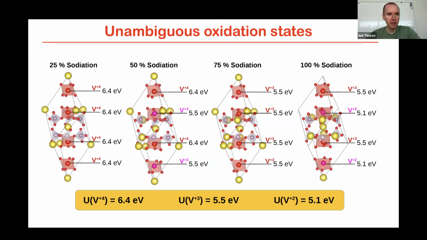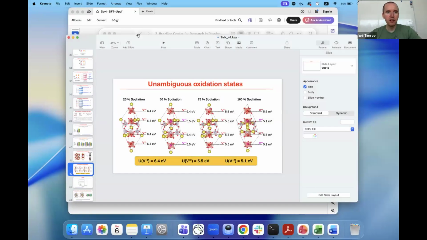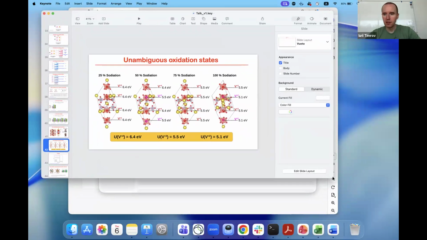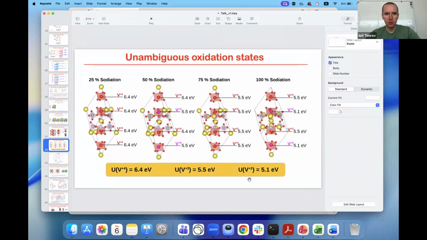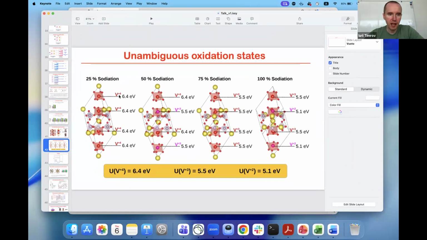You see when we go from left, 25% of sodiation, to the right, 100% sodiation. When we increase sodiation, vanadium goes from left, where vanadium is 4+ and Hubbard U is 6.4 electron volt. Then we go to the right, let's say to the 50% sodiation.